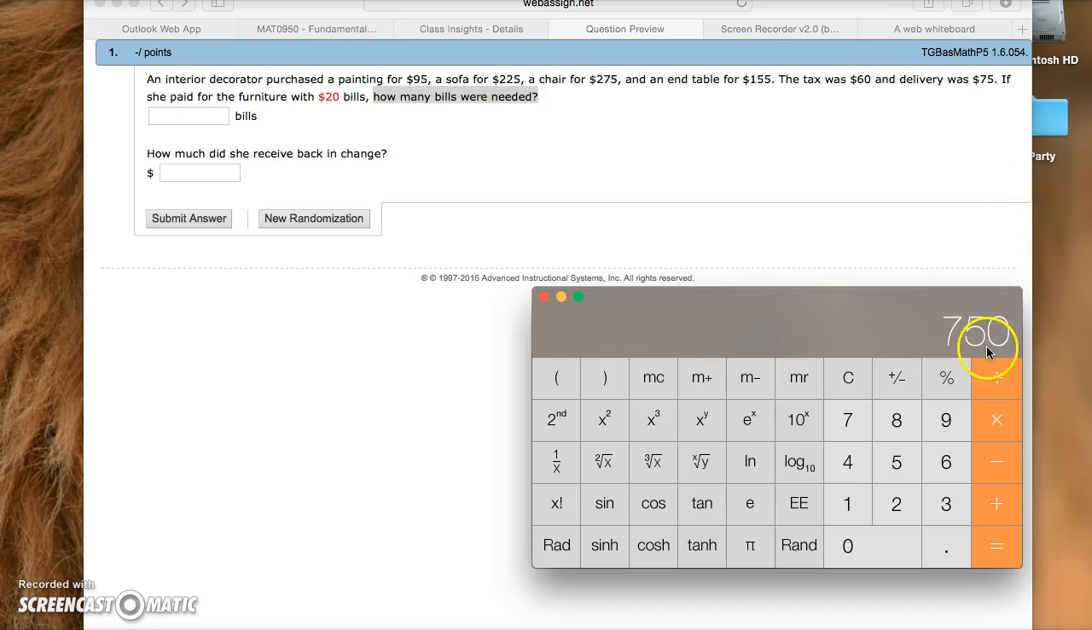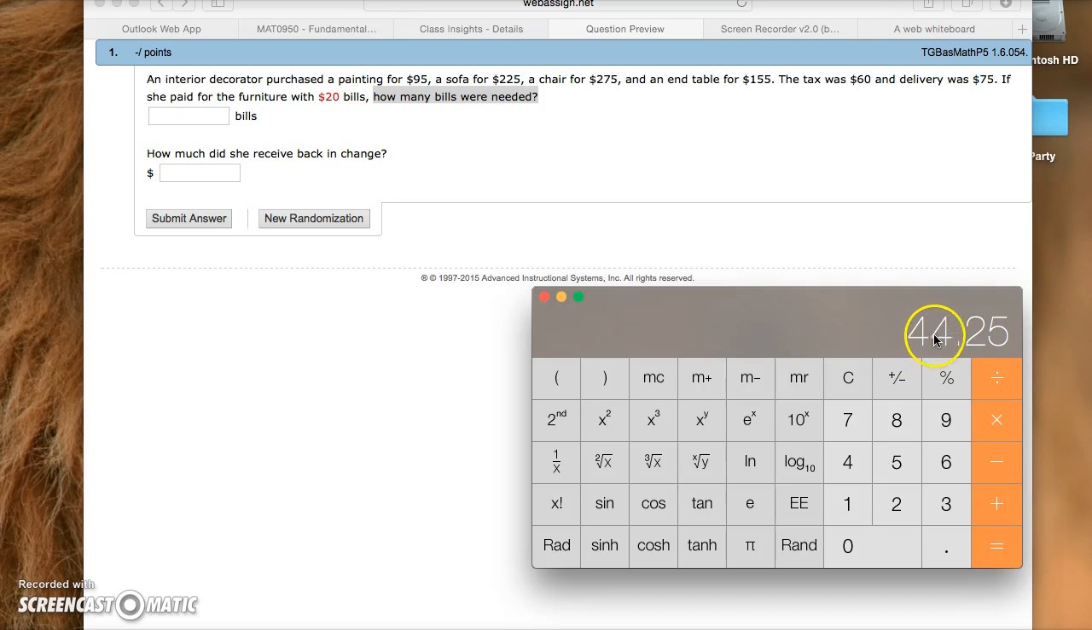So we spent a total of $750 on merchandise, plus we were taxed $60. We're now up to $810, plus $75 for delivery, which brings us to our grand total of $885. So we now know the total amount of money she needs to spend in order to get all of these things delivered to her. $885. So we're going to pay in just $20 bills. So by taking this $885 and dividing it by 20, it'll tell us how many bills that will take.